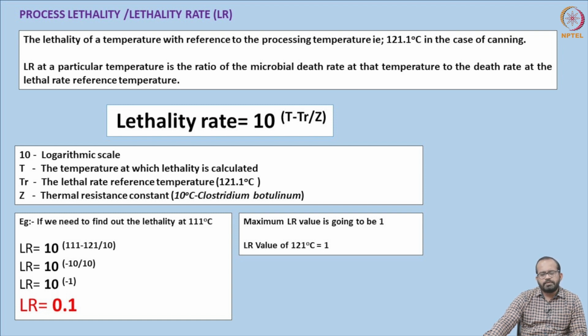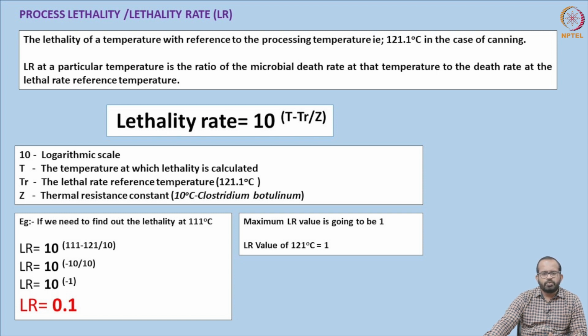Lethality rate is defined as 10 raised to T minus TR divided by Z, where 10 is the logarithmic scale, because all lethality is measured in the logarithmic scale of reduction. T is the temperature at which the lethality is calculated, TR is the lethal rate reference temperature, and Z is the thermal resistance constant, which is 10 degrees Celsius in the case of Clostridium botulinum.